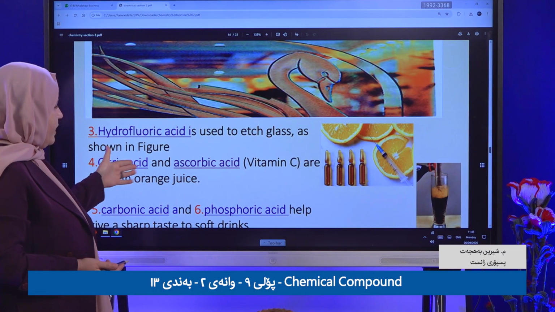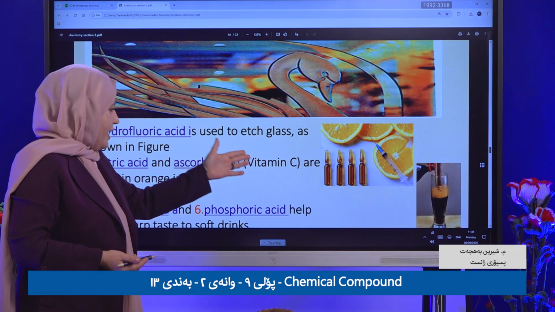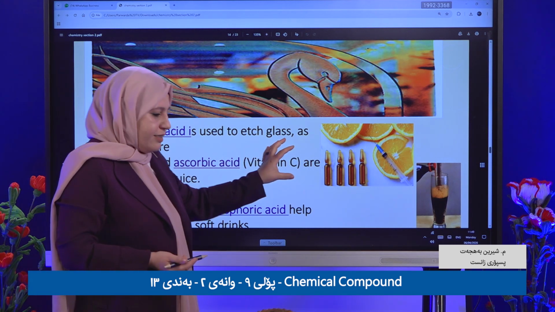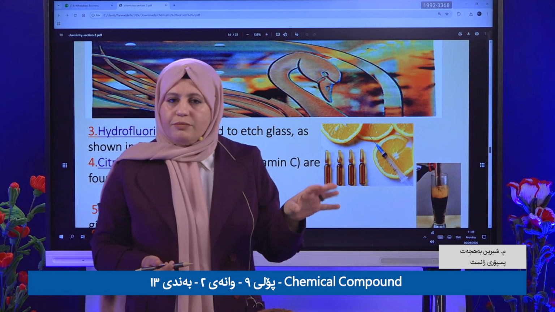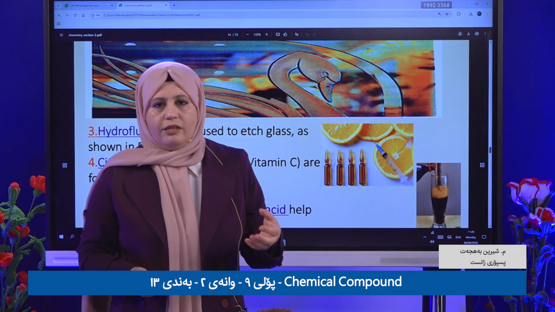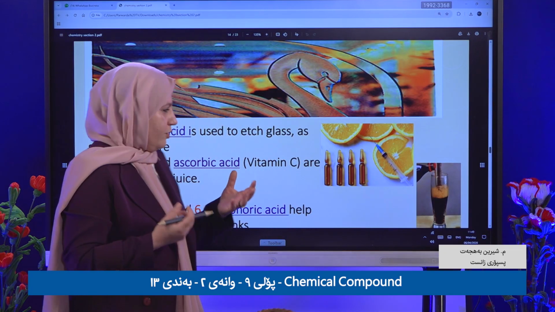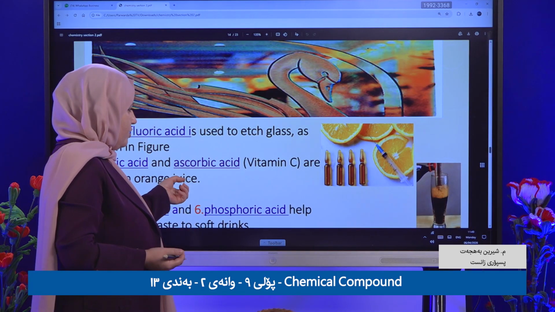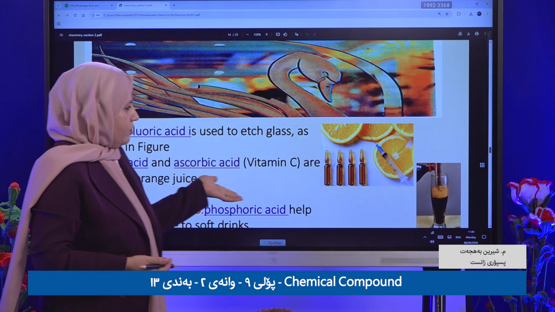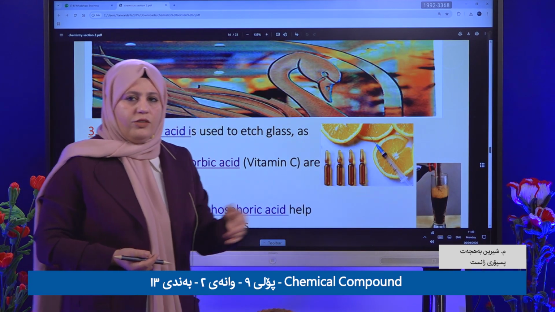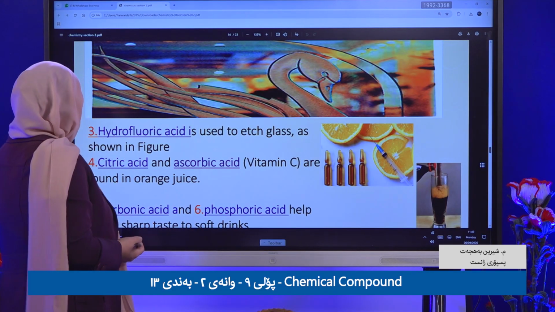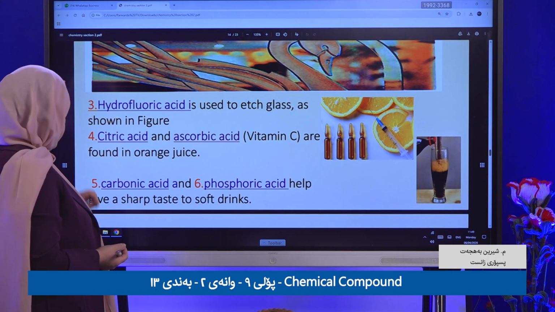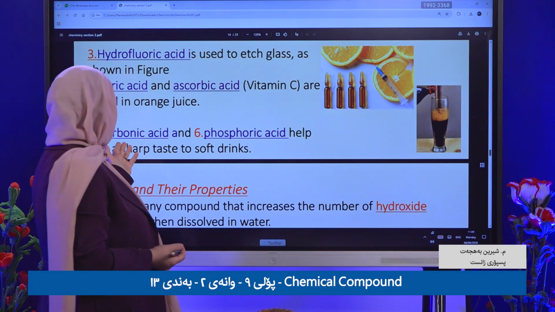We have citric acid and ascorbic acid, which is vitamin C. Vitamin C is very, very important. You should take it. It's very important for your health, right? It is found in orange juice, and it's found in lemons too. Most citric acid is found in fruit. Get it?